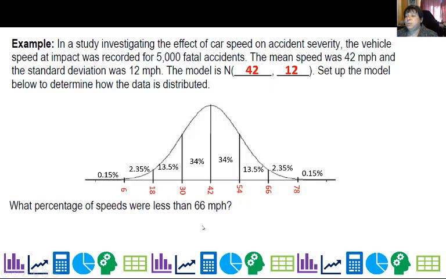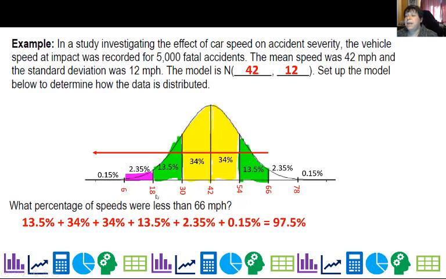What percentage of speeds were less than 66 miles per hour? So we're looking at data from here all the way down. That means I'm going to include this slice, the yellow section, the green slice there, the purple, and the little piece before it. So adding it up, I'm going to add 13.5 plus 34 plus 34 plus 13.5 plus 2.35 plus 0.15%. And I get 97.5%.